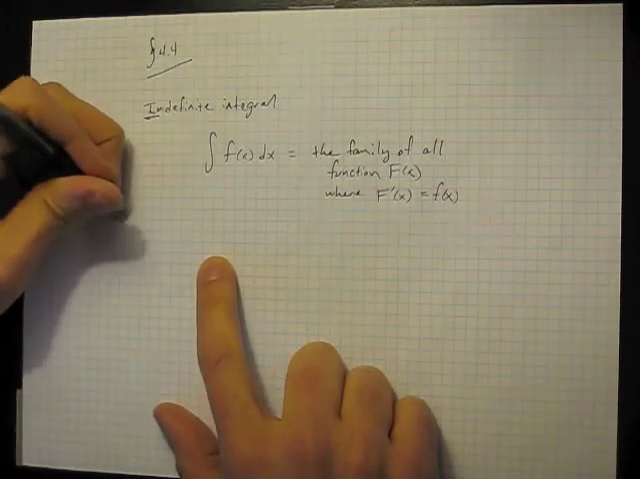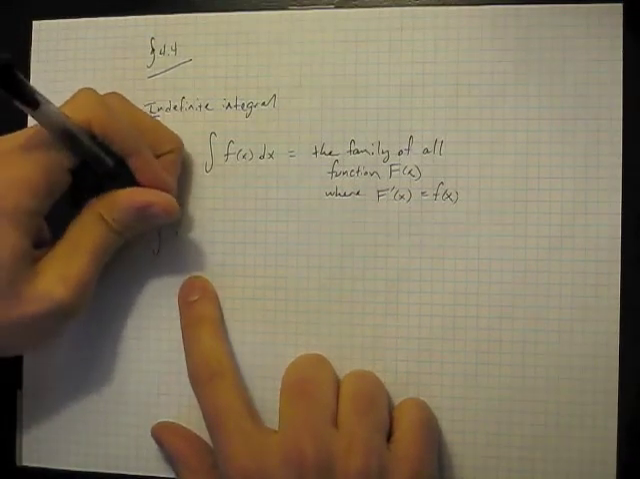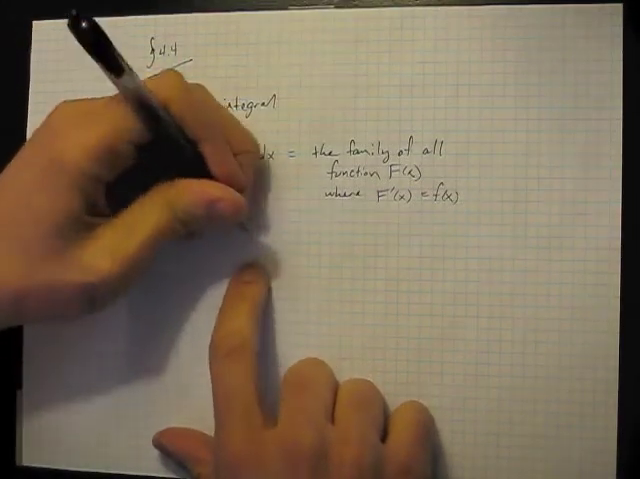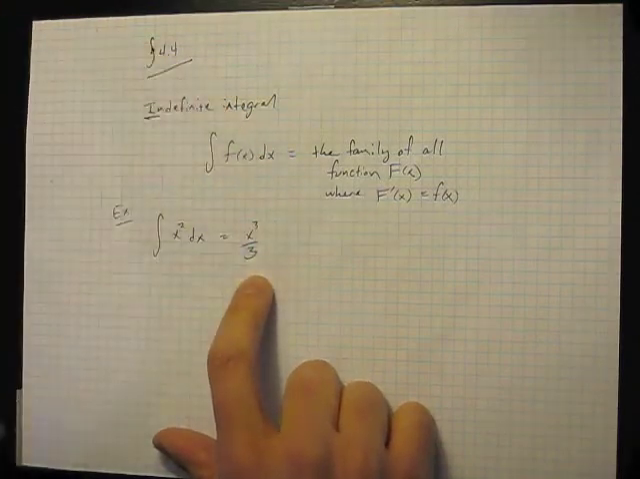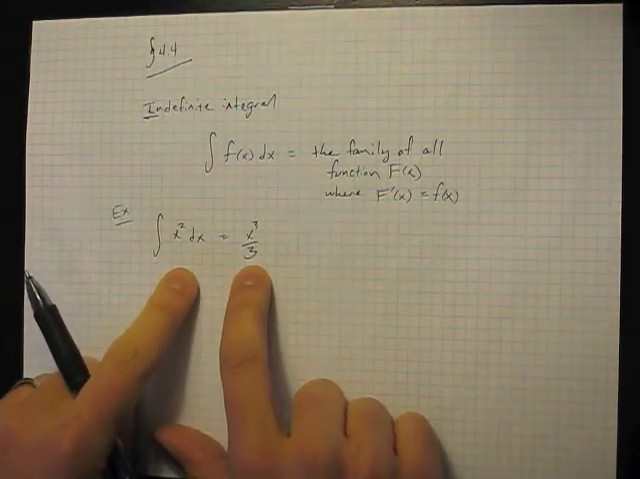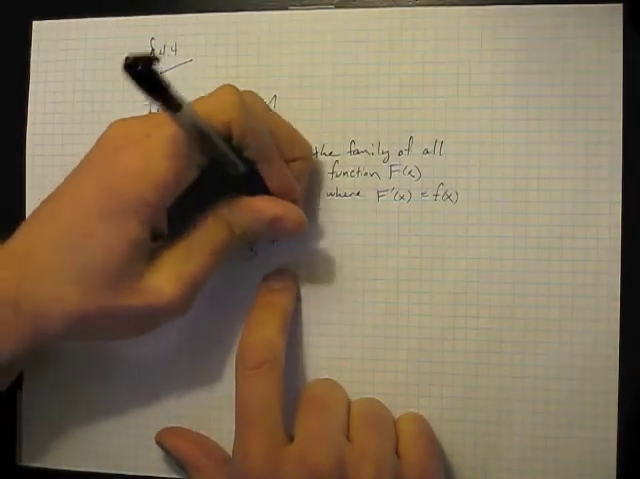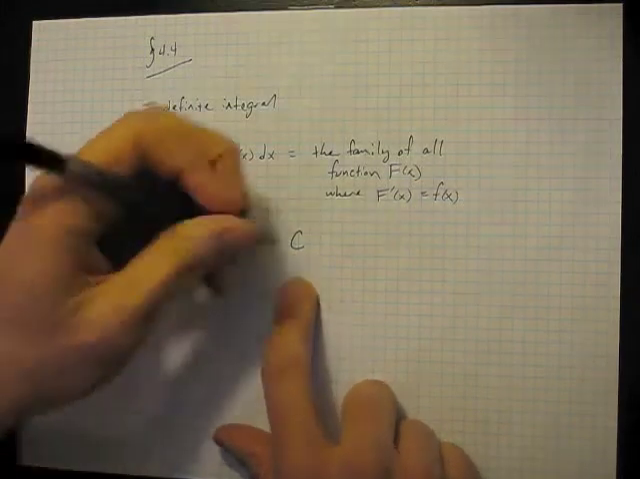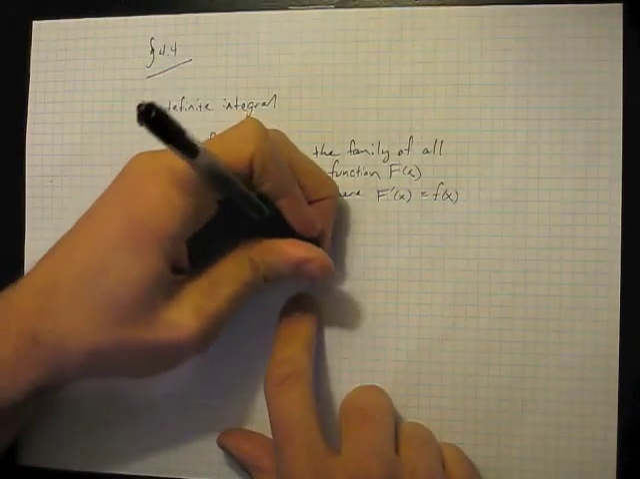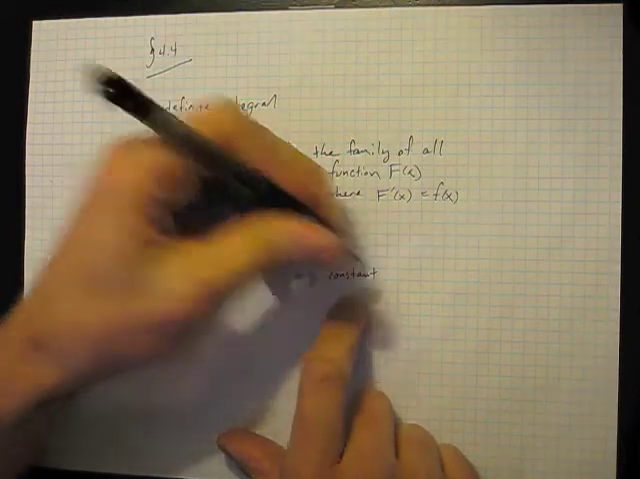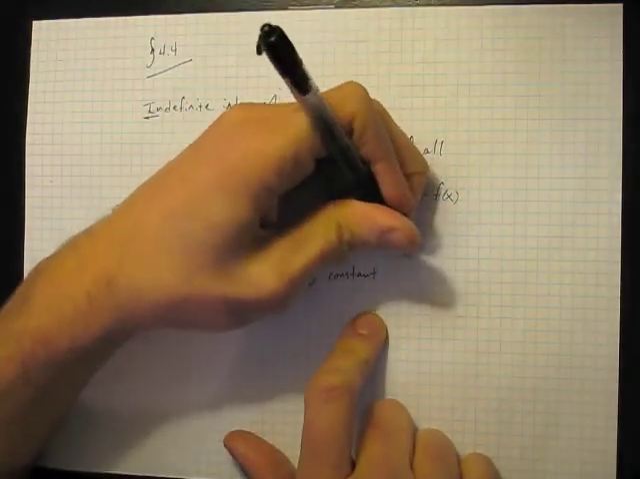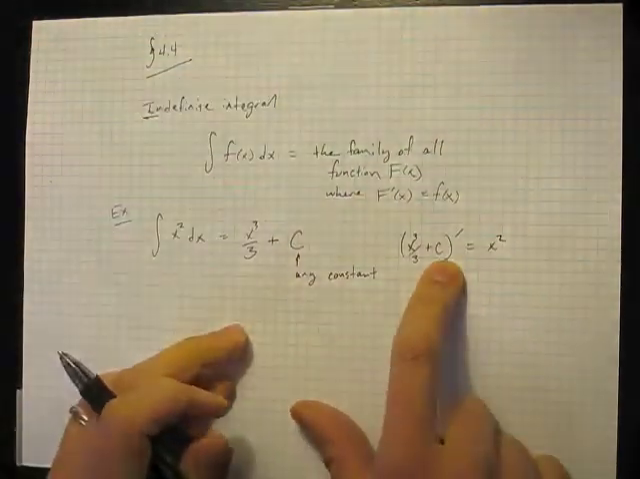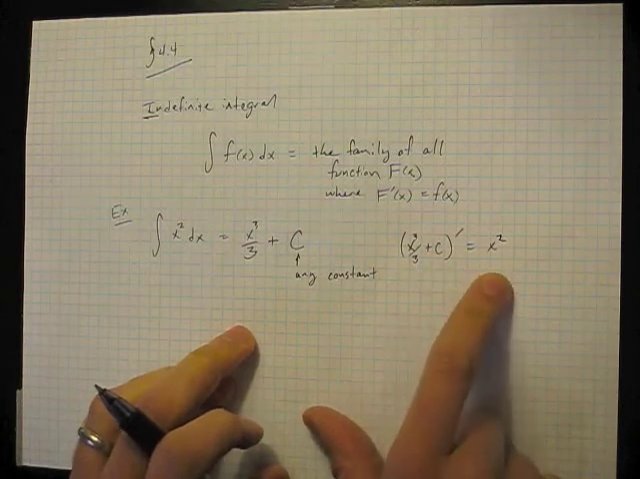So examples. The first one we'll do very simple. The family of all functions whose derivative is x squared. Well, we know what one antiderivative of x squared looks like. It's raise the power by 1 and divide by the new power, but we want all of them. So this can be any function where it's x cubed over 3 plus a constant. So this is any constant. And the reason for this is because if you take the derivative of x cubed over 3 plus c, you get x squared, because that constant just vanishes. The derivative of a constant is 0.